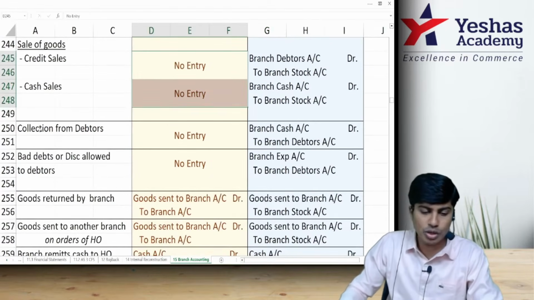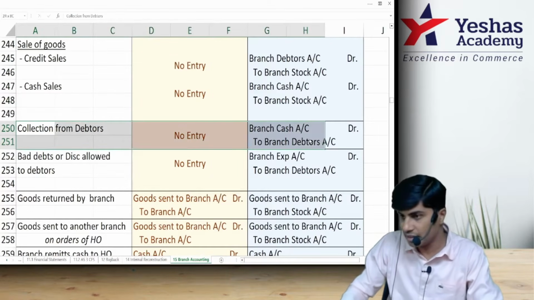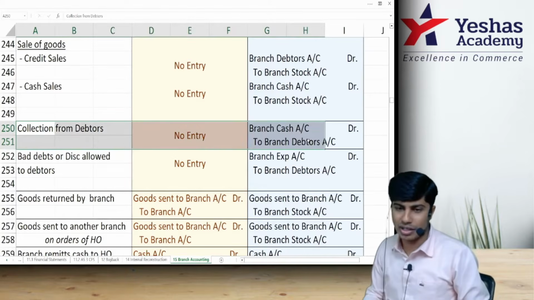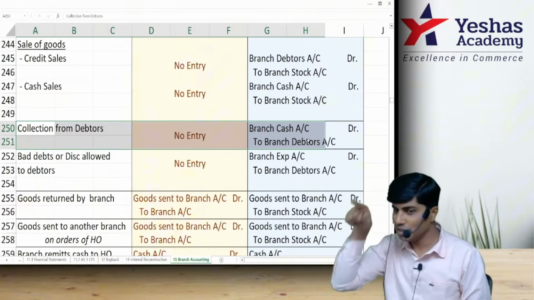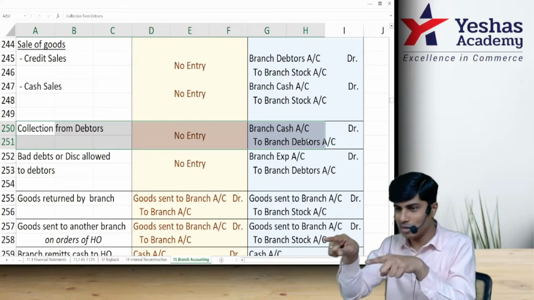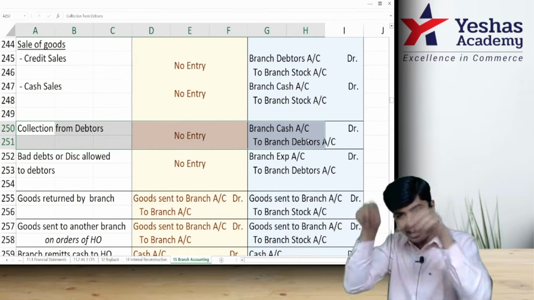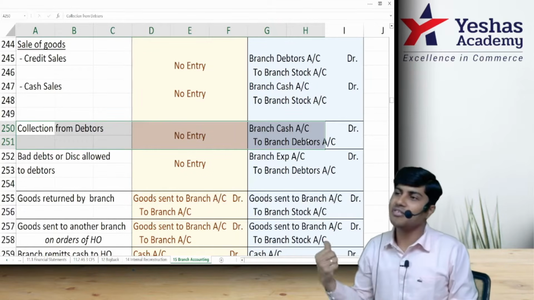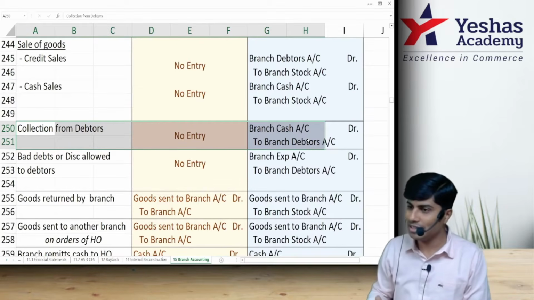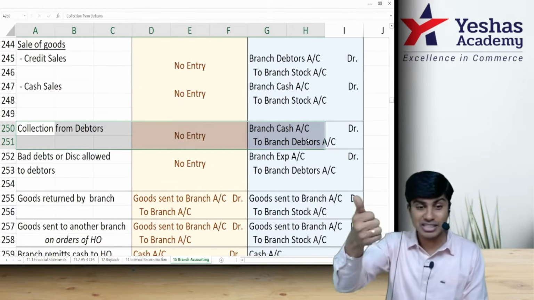Next, in case we are doing collection of cash from debtor, under the debtor system there is no entry. Why? Cash is also there within the branch account, debtors is also there within the branch account. So two items, debit and credit, are in the same ledger. However, when you do stock debtor, it's broken into several ledgers. The usual entry for collection is cash to debtors.